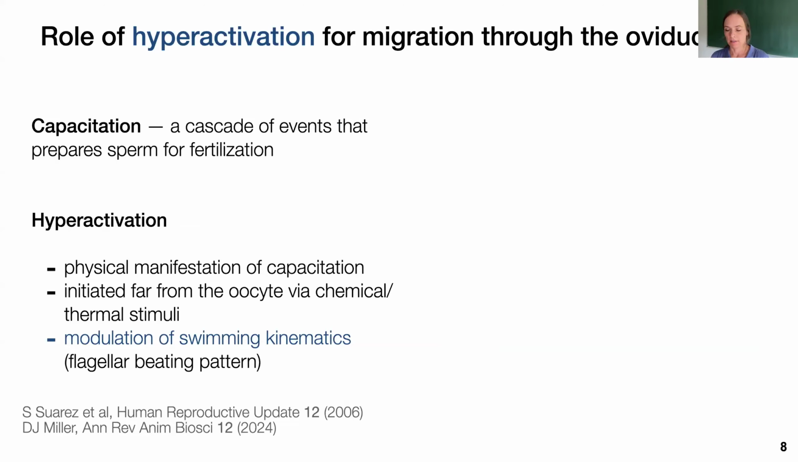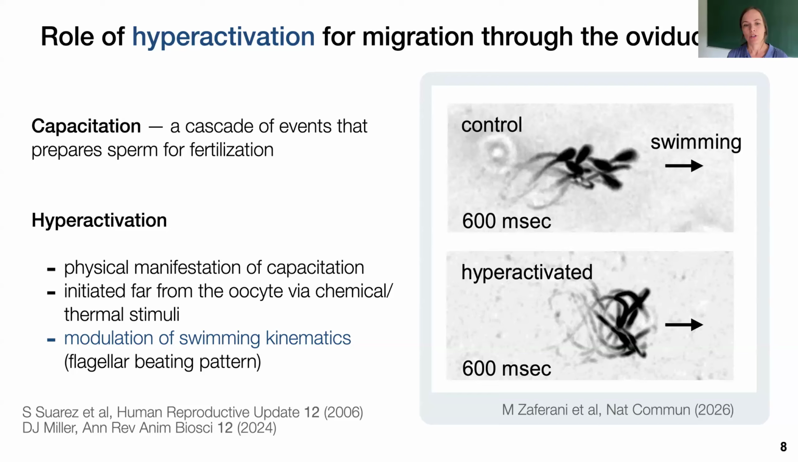Now, capacitation is a cascade of events that prepare sperm for fertilization. And one aspect of that I want you to remember is hyperactivation. Hyperactivation is a process by which the kinematics of the sperm becomes modified. And this is really required, it turns out, for successful fertilization. For physicists, this means that hyperactivation really tunes the beating pattern of the sperm.